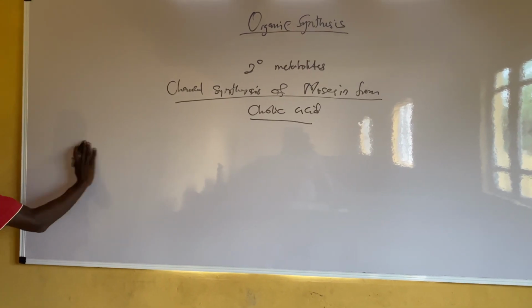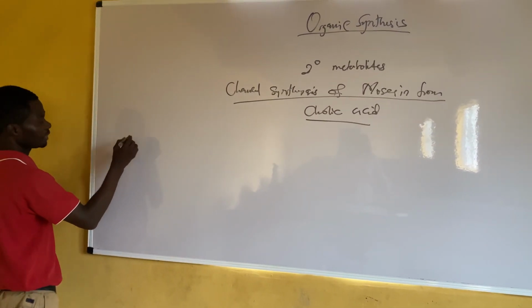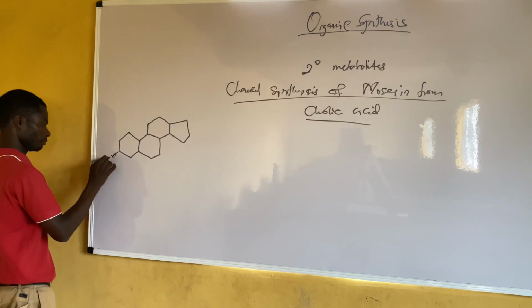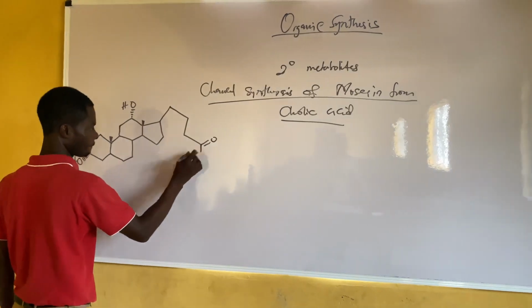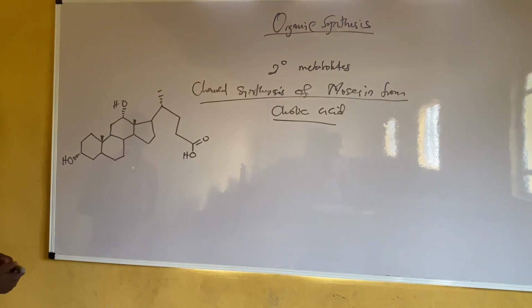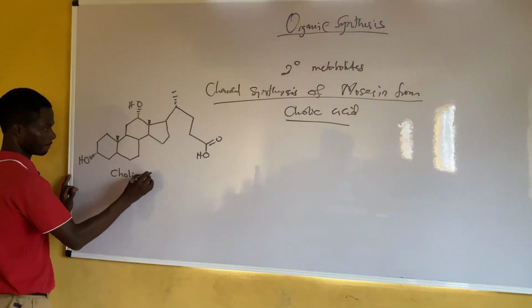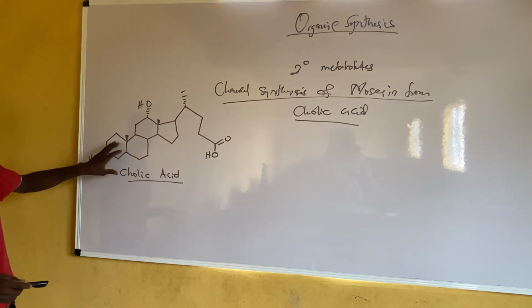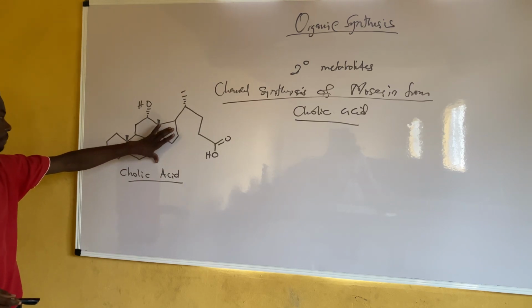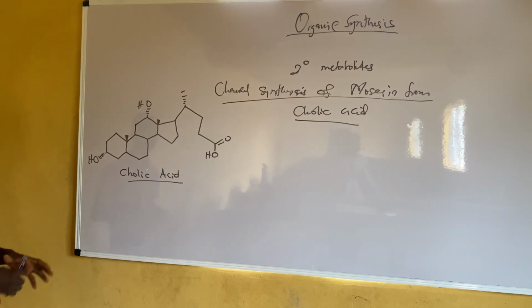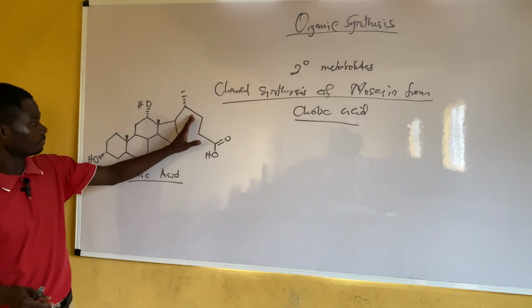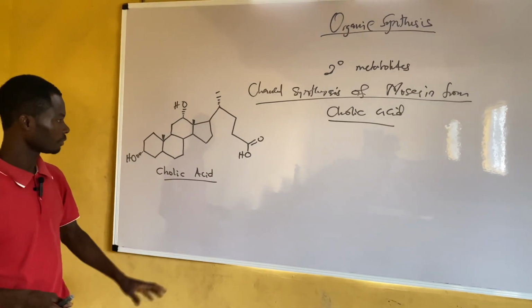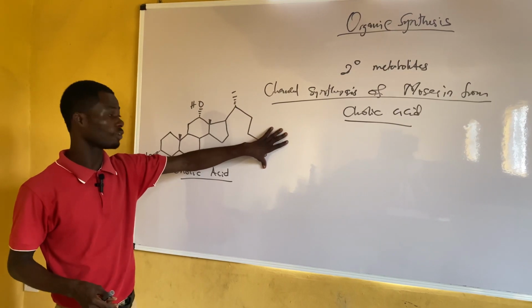The structure of cholic acid is as follows. This is what we call cholic acid. As you can see, it is a tetracyclic compound, and then we have an aliphatic chain right here consisting of 4 carbons. We have a carboxylate group, which is characteristic of organic acids.